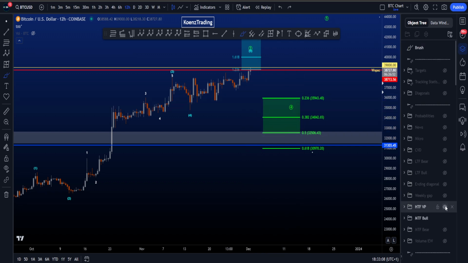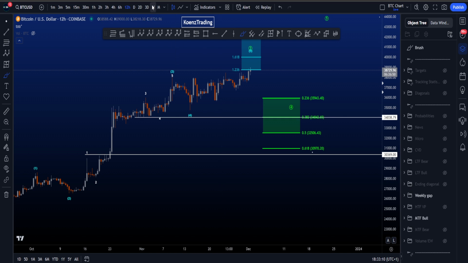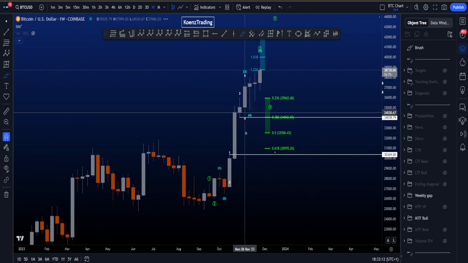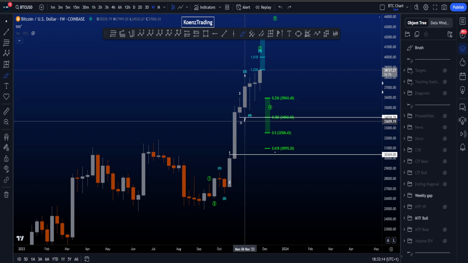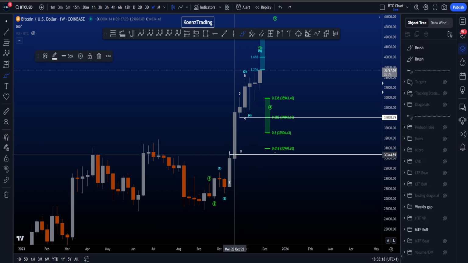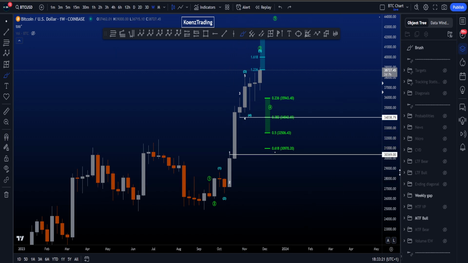Finally, we also have a weekly gap. On the weekly time frame, we have this gap over here. We have the high of this candle, then a big push to the upside, and then the low of this candle, and this created a gap over here on the chart on the weekly time frame.